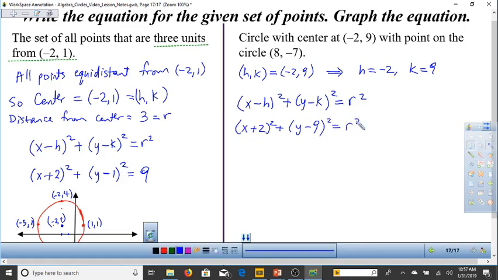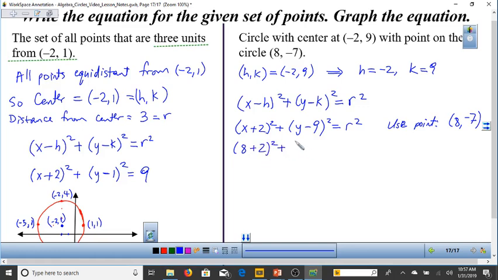And in order to find r, we're going to use a point on the graph that they give us. It's a point on the circle. That point is 8 comma negative 7. So I'm going to replace all my x's with 8 and my y's with negative 7. And that will give me r squared.